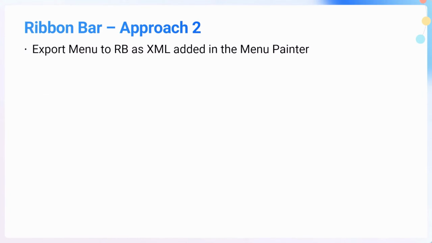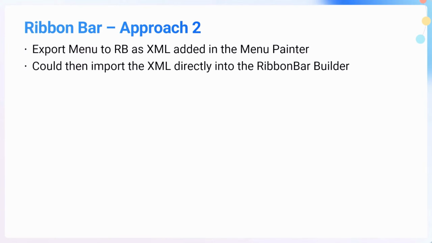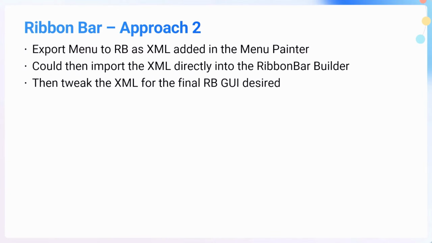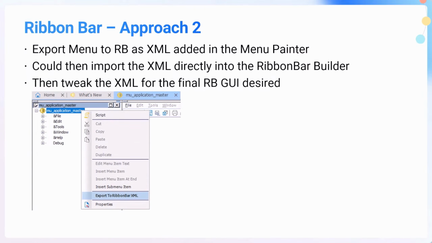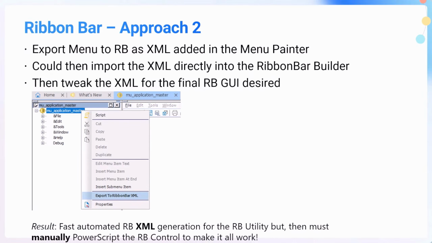So approach number 2, export the menu to a RibbonBar as XML from the menu painter. You can basically export XML from the current menu painter, and you can import it into the RibbonBar builder, which we just saw in approach number 1. And then you could tweak the XML, but it saved you all that time. So it's pretty easy to do now. You just open the menu painter, right mouse button, the actual menu top object class, export to RibbonBar XML, and away you go. However, though you had the XML, you still have to write the PowerScript for the RibbonBar control to make it all work. So it did save you some of the effort.